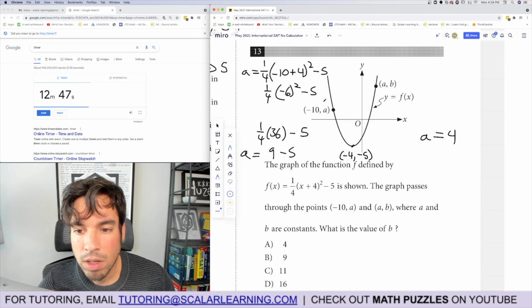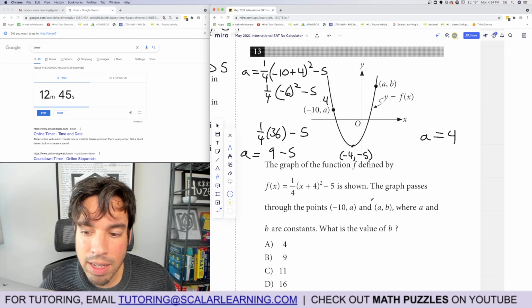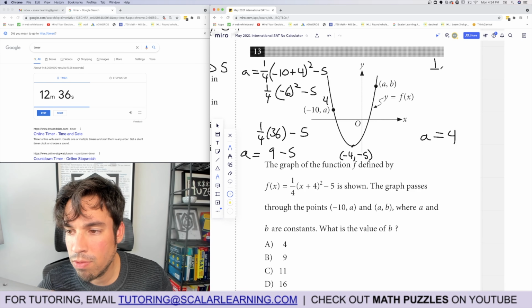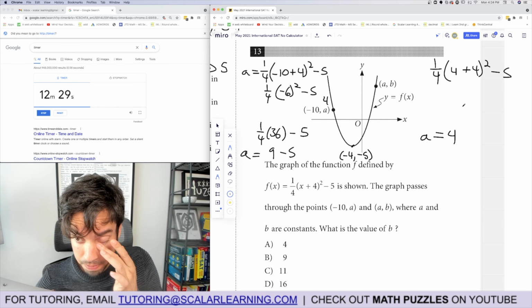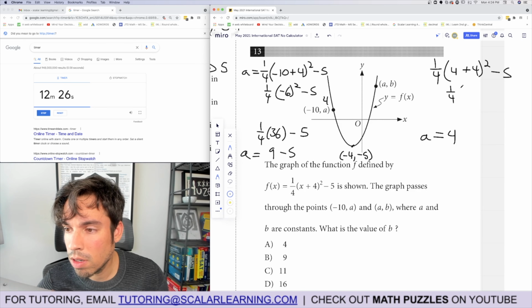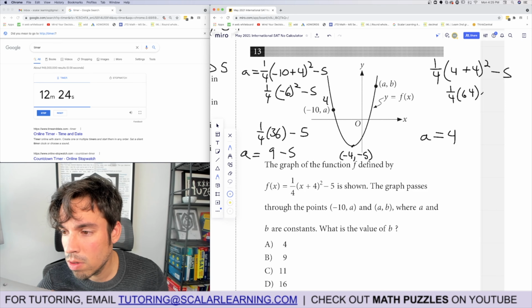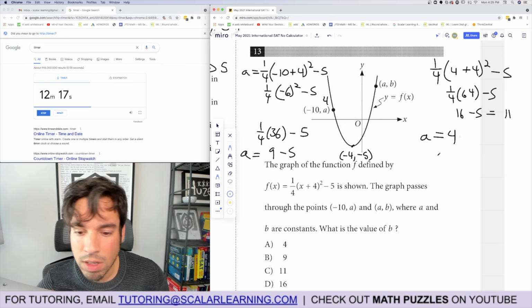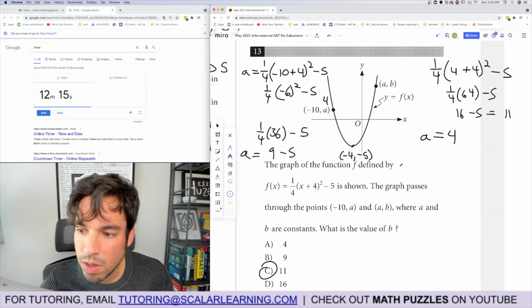Okay, great. So this value is 4, and then they want a comma b. So now I take the same original function again, and I plug 4 into it, the a value, because I already know a is 4. So 1/4 of 4 plus 4 squared minus 5. Of course, 8 squared is 64. 1/4 of 64 is 16, right? And then 16 minus 5 is 11. So my b value is 11.